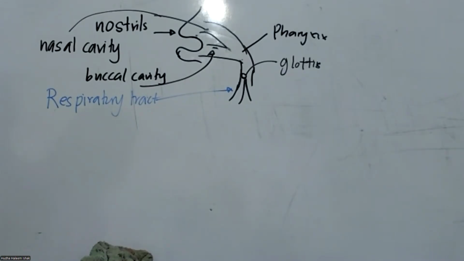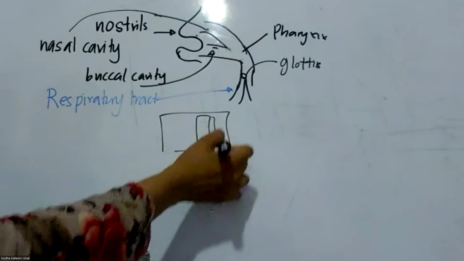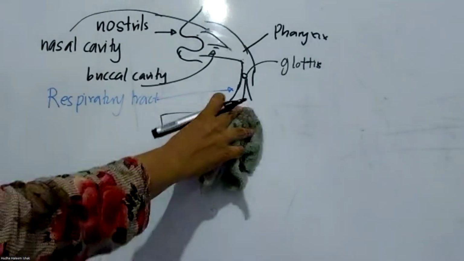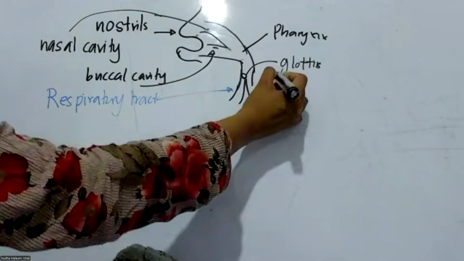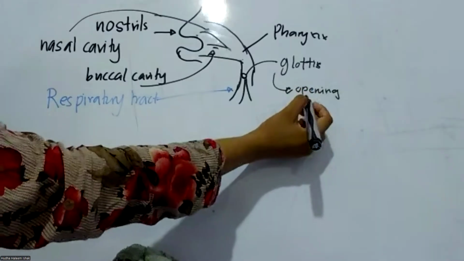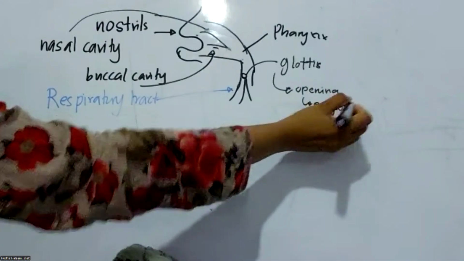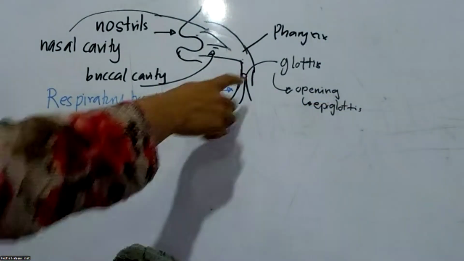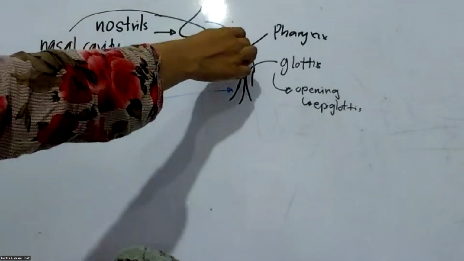Even in the gate, you have an opening, right? You have a small door. So this door is called what? Epiglottis. Remember like that. There is the glottis, and the opening of the glottis is called the epiglottis. So the glottis has an opening, and this opening is the epiglottis. So now the gas is coming here.